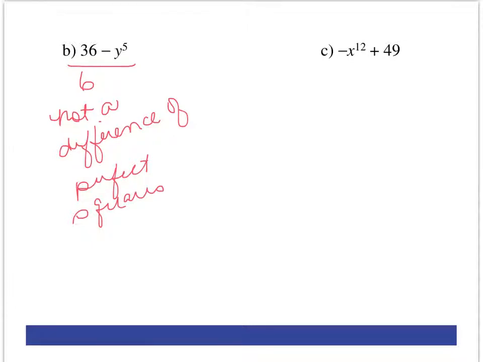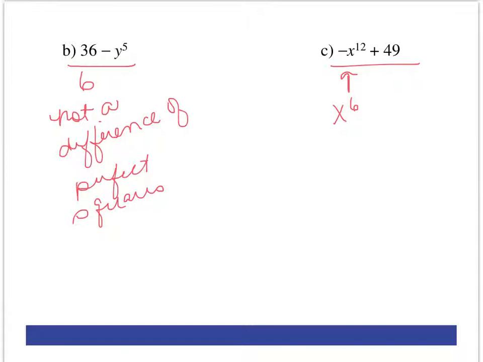Okay, let's look at C. Do they have different signs? Yes, that works. Now, is x to the 12th a perfect square? It actually is. Anytime the exponents are even on the variables, they can be considered perfect squares. So the square root of x to the 12th would be x to the 6th.